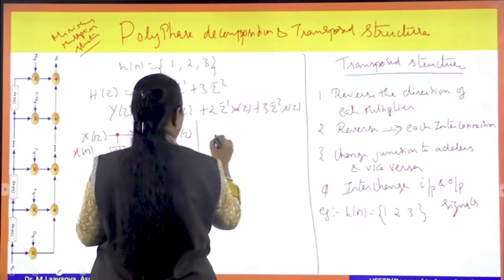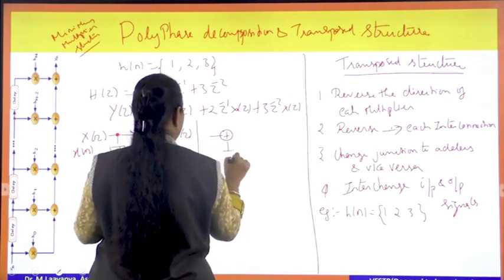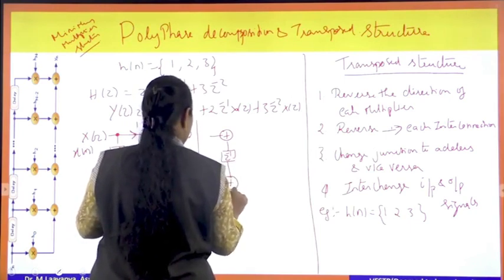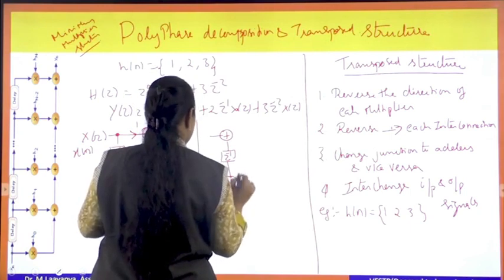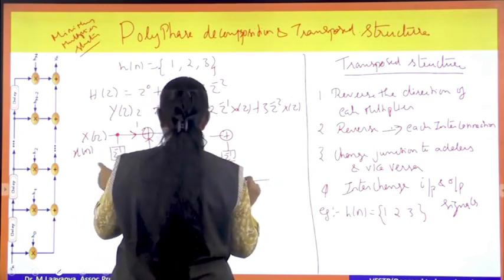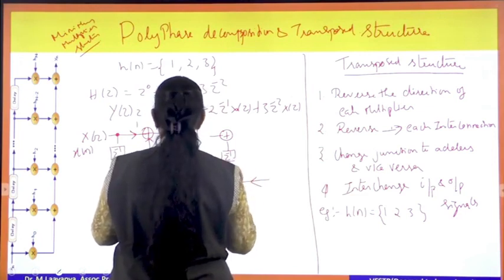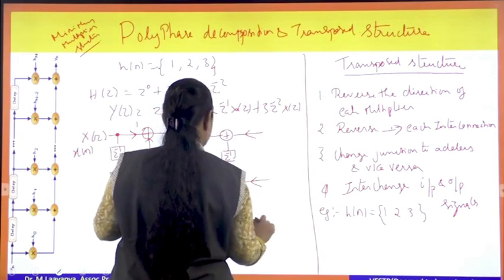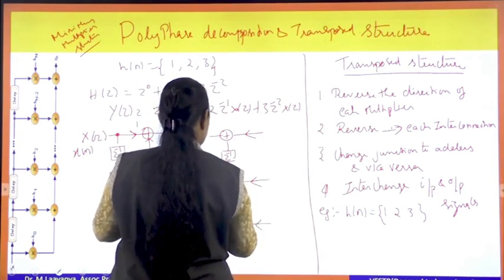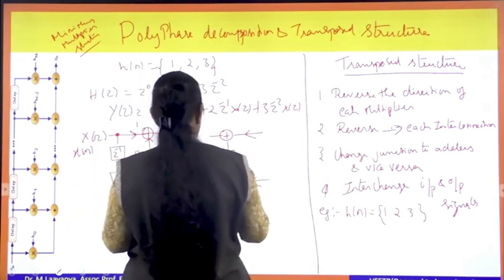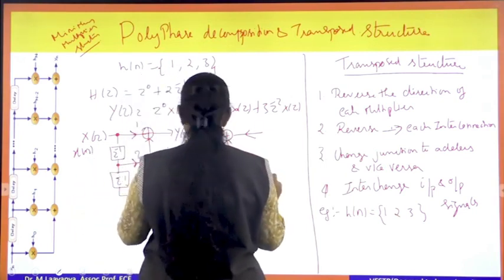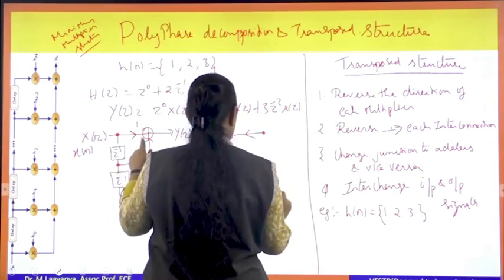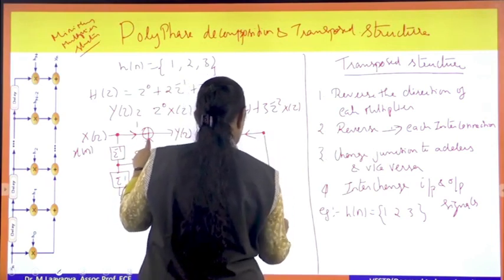I am drawing it here, adder, and I am having a delay here and another adder and another delay. In the adder, the multiplier, instead of going that, it has to come over here. This is coming towards this side, and here this is coming towards this side. And it is moving up. Here instead of adder, I have to have a branch. Here also branch. So join it, join it.